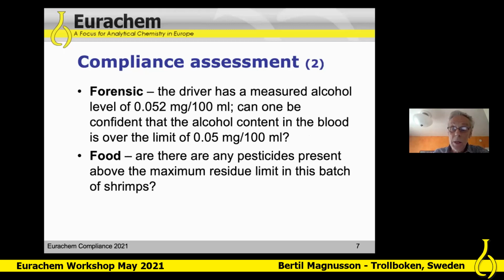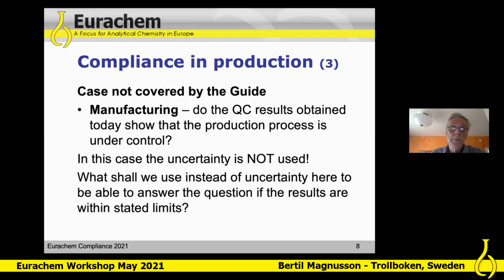In the forensics example, we really want to be sure, in order to punish the driver, that it is with very high confidence over the limit. In food, we can have, for example, a look for pesticide residues in a batch of food.